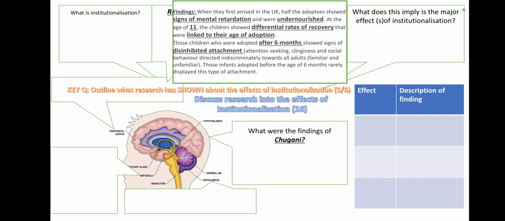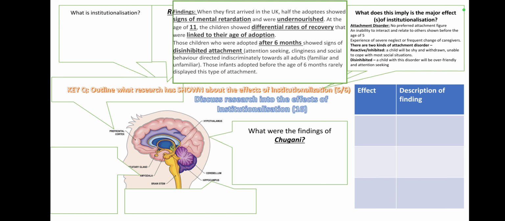So it's entirely up to you whether or not you want to go for the generic findings from the Rutter study, or if you want to build on it with your IQ numerical values, or you could include what I've put in the top right hand corner, which is what the findings imply about the major effects of institutionalisation. So you could go into a little bit more detail here about the attachment disorders that we see.